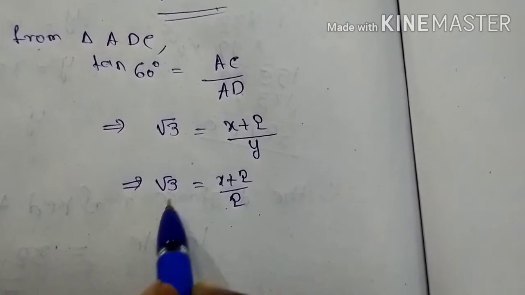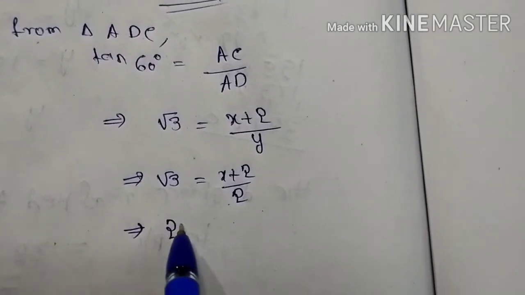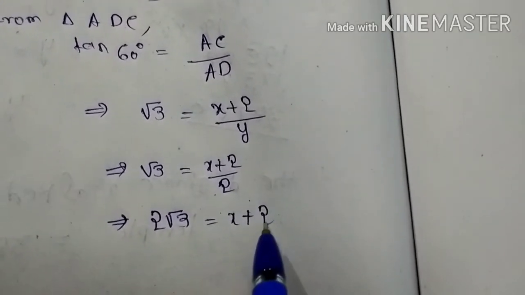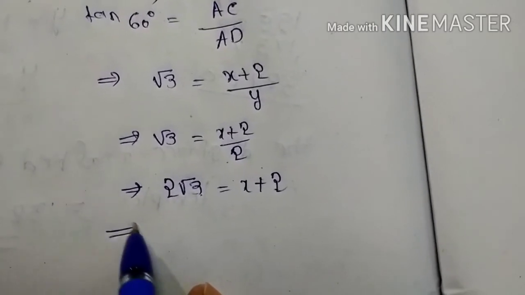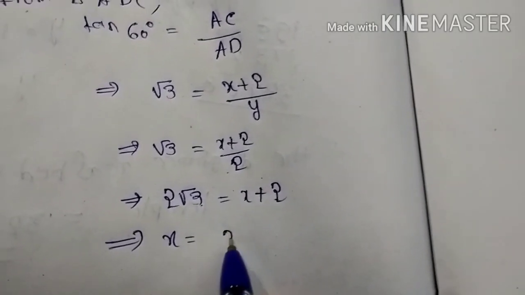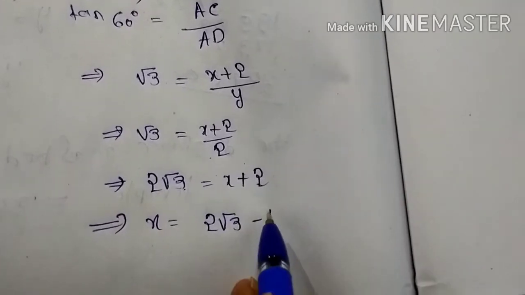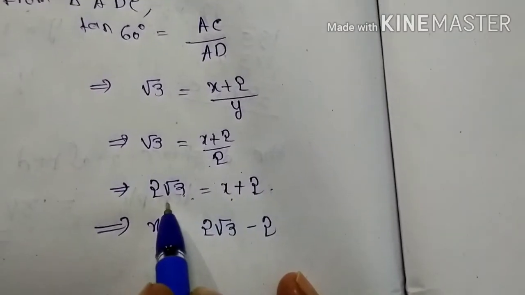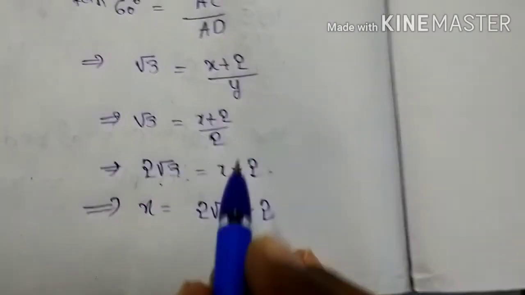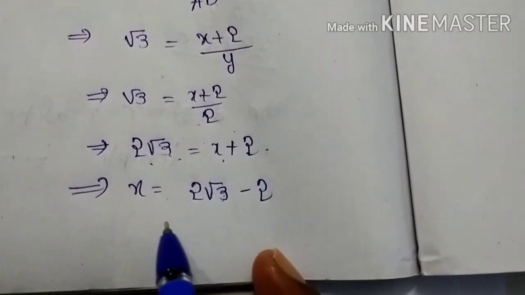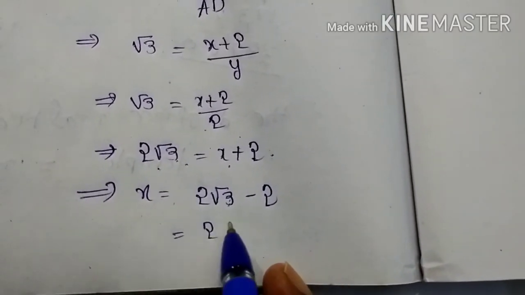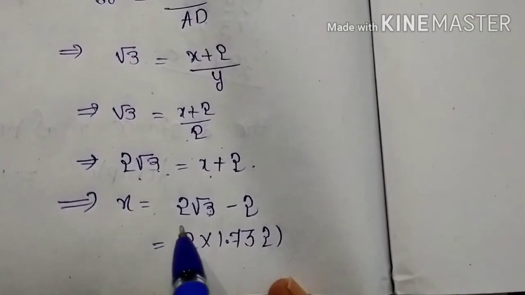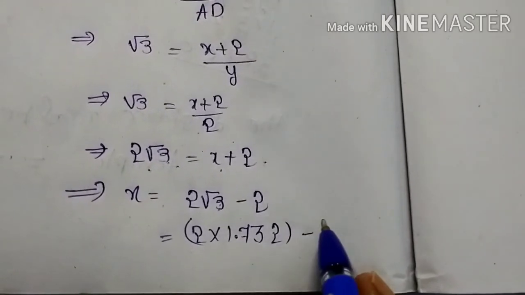The next step, you can transpose 2 to LHS. That means you are getting 2 into root 3. 2 root 3 is equal to X plus 2. Then you can transpose 2 to LHS. That means X is equal to 2 root 3 minus 2. Yes or no? I am rewriting the equation: X is equal to 2 root 3 minus 2. Already you know that root 3 value is 1.732. You can substitute 2 into 1.732.